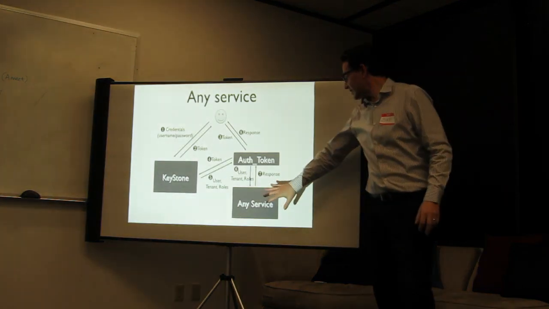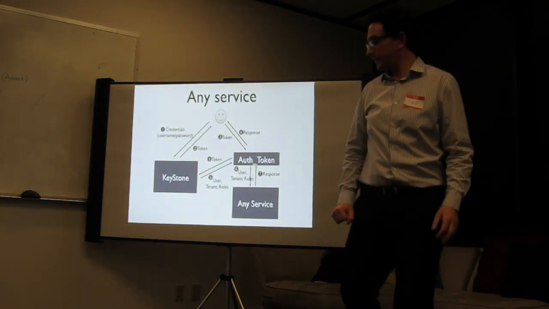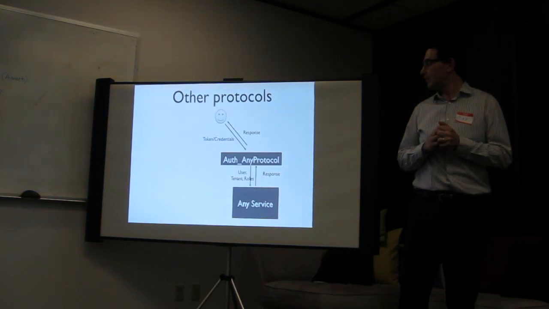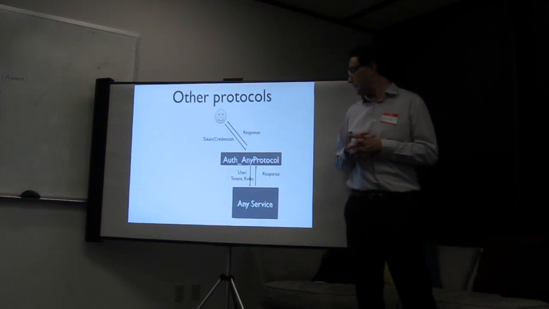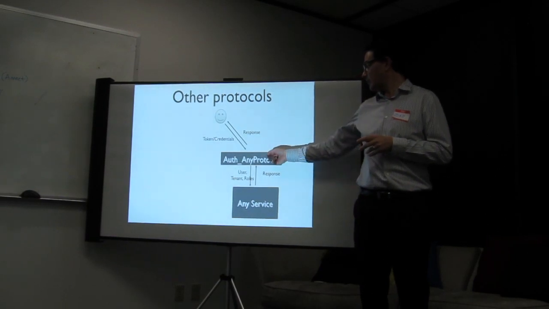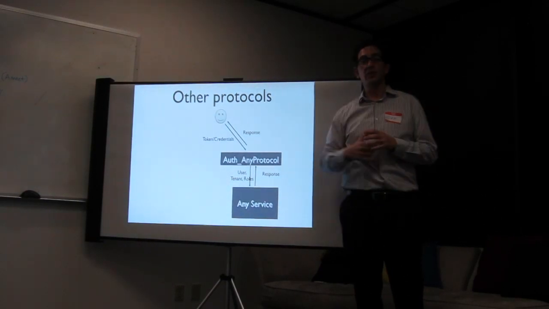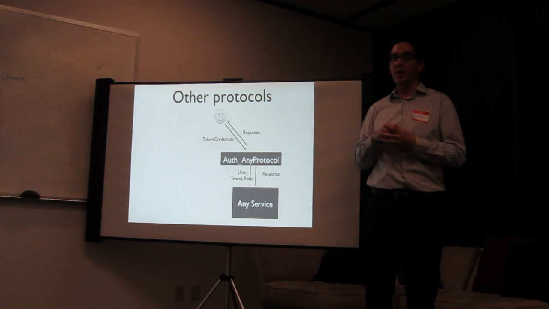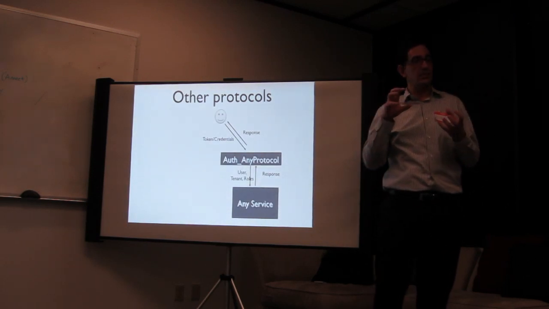So again, the idea is that any service can do that. We talked about the idea of supporting multiple protocols. So this could be basic auth that talks to PAM, so it doesn't even talk to Keystone. And that was part of what we're trying to do: build this in a way such that it was flexible in the components.